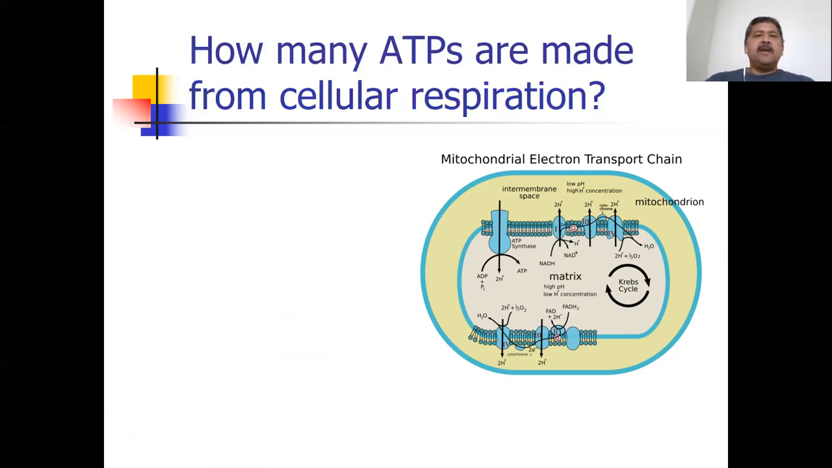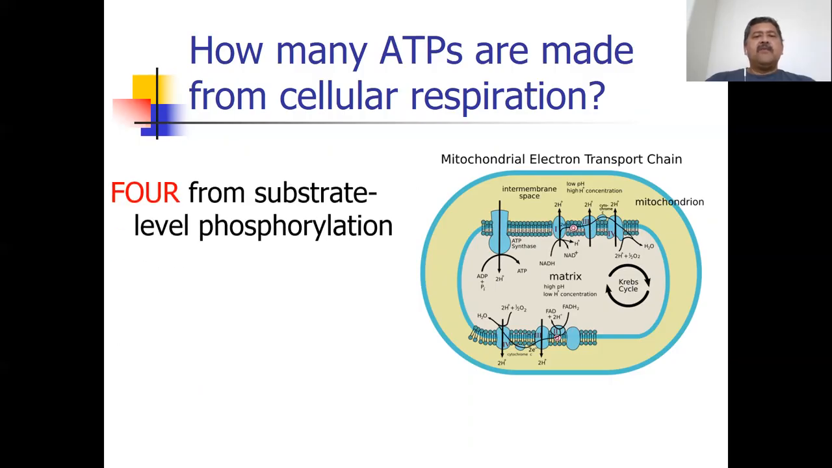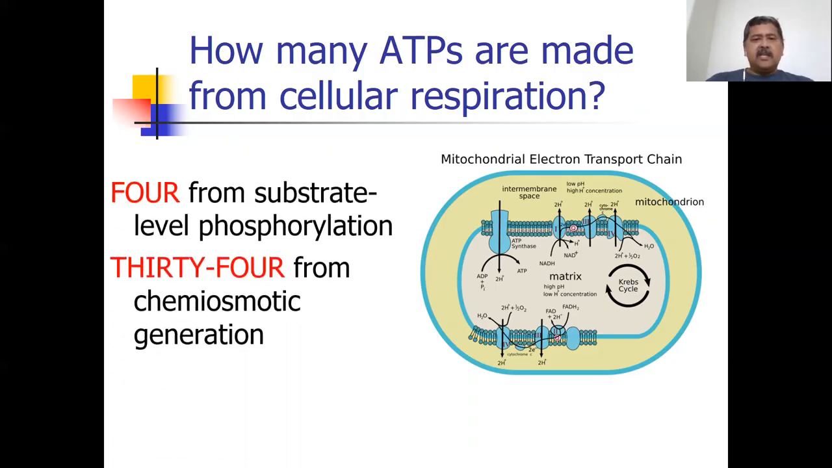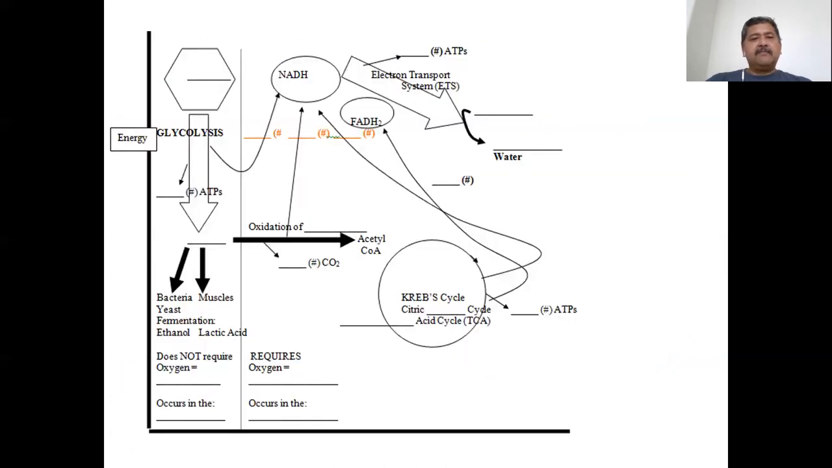So how many ATPs are made from cellular respiration? Well, 4 from substrate level phosphorylation. And then we're going to see that it's not just 30, but there's 34 from chemiosmotic generation, because there's another high energy electron acceptor that we're going to add to the story when we get to the Krebs cycle, called FADH2. So when you add those together, 4 and 34, you get 38. But we're also going to see that it's going to cost 2 ATPs to transport some of those NADHs from the cytoplasm to the mitochondria.